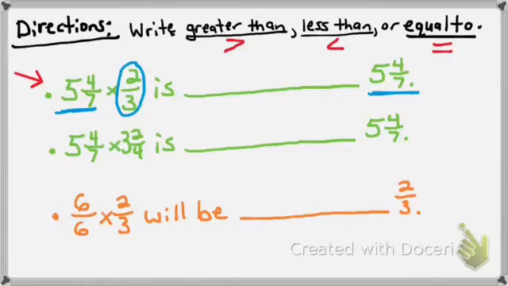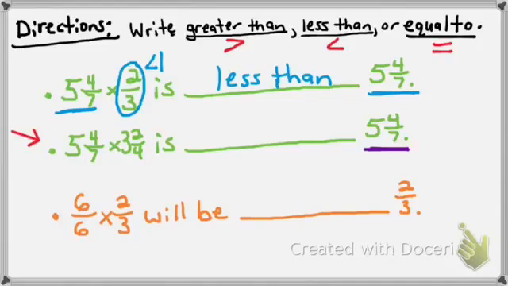So is 2/3 greater than 1, less than 1, or equal to 1? Well, my numerator 2 is less than my denominator 3, therefore 2/3 is less than 1. So a given number times a number less than 1 will give me an answer that is less than my given number. Let's focus in on our second problem. 5 4/7 times 3 2/4 is greater than, less than, or equal to 5 4/7.